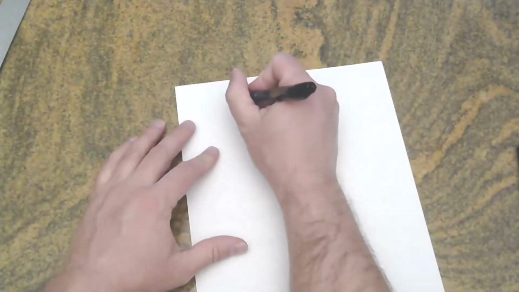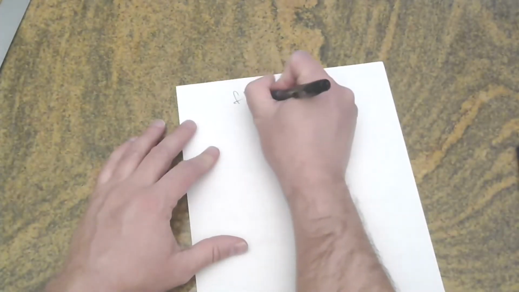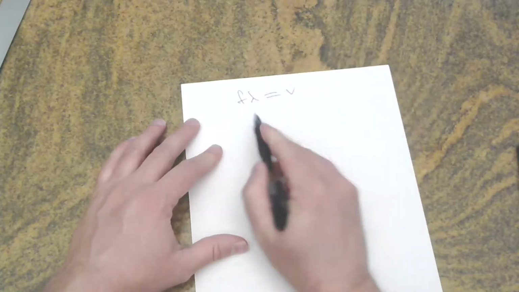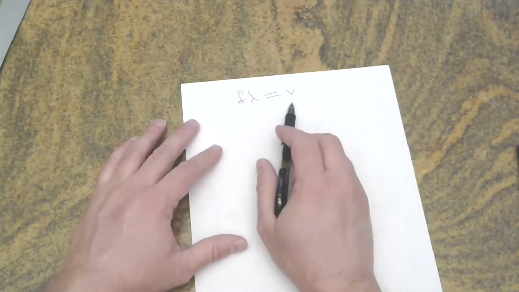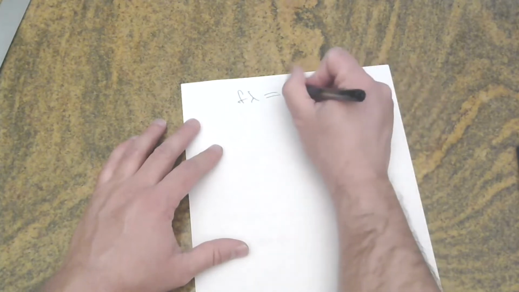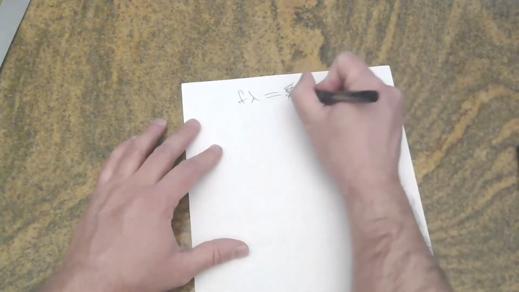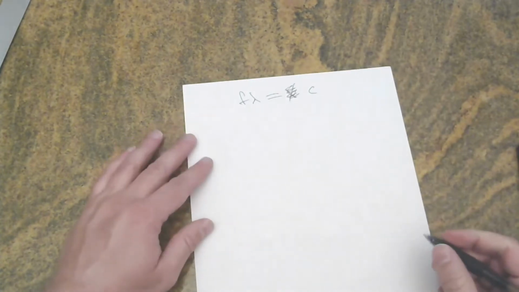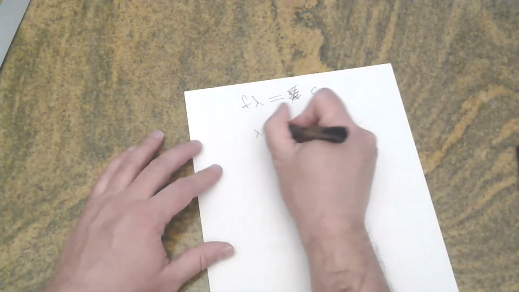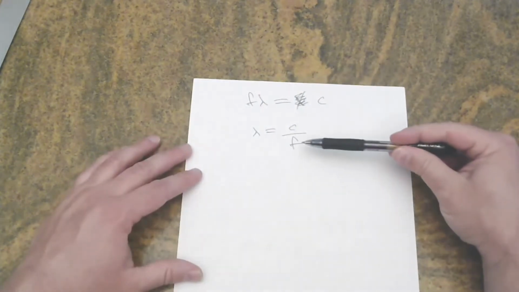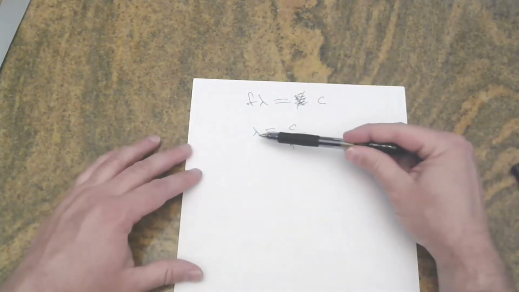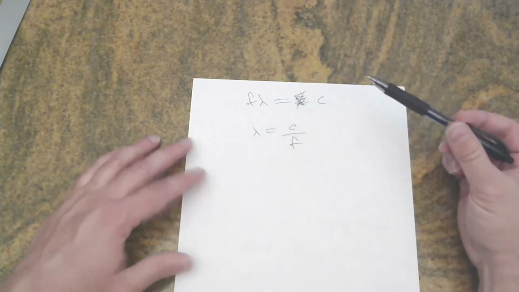And if you look at the fundamental relation for waves, the product of frequency and wavelength is always the wave speed. Now, in the case of light waves, we like to call that speed c, and it doesn't change. So the wavelength is c over f. If the frequency has gone down, then the wavelength has gone up, and conversely.